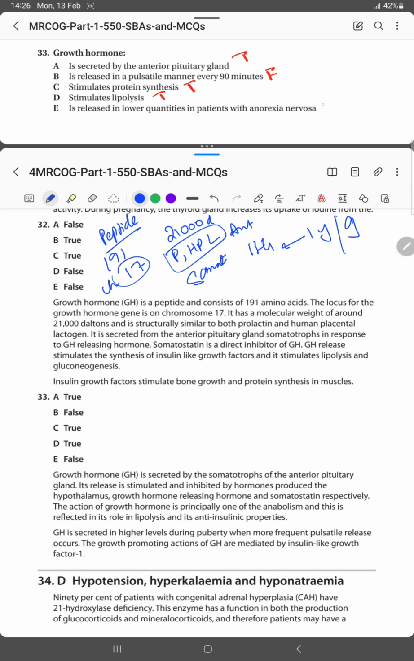No, that is false, because it is increased, not in very high amounts, but it does increase, and it has an effect on anorexia nervosa.